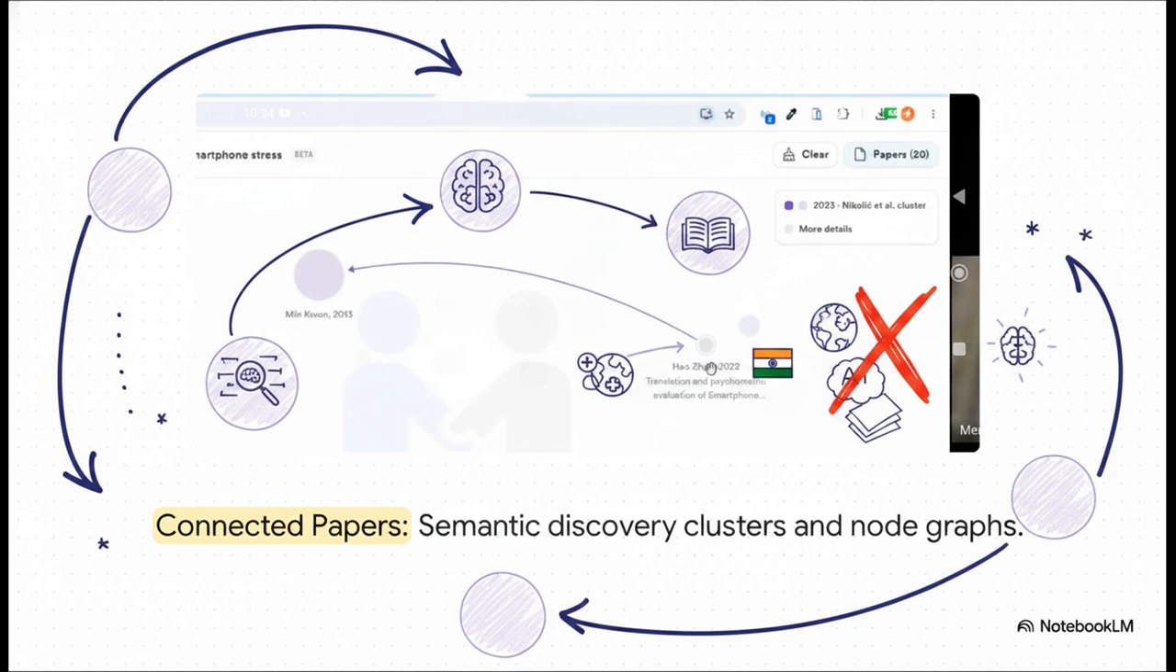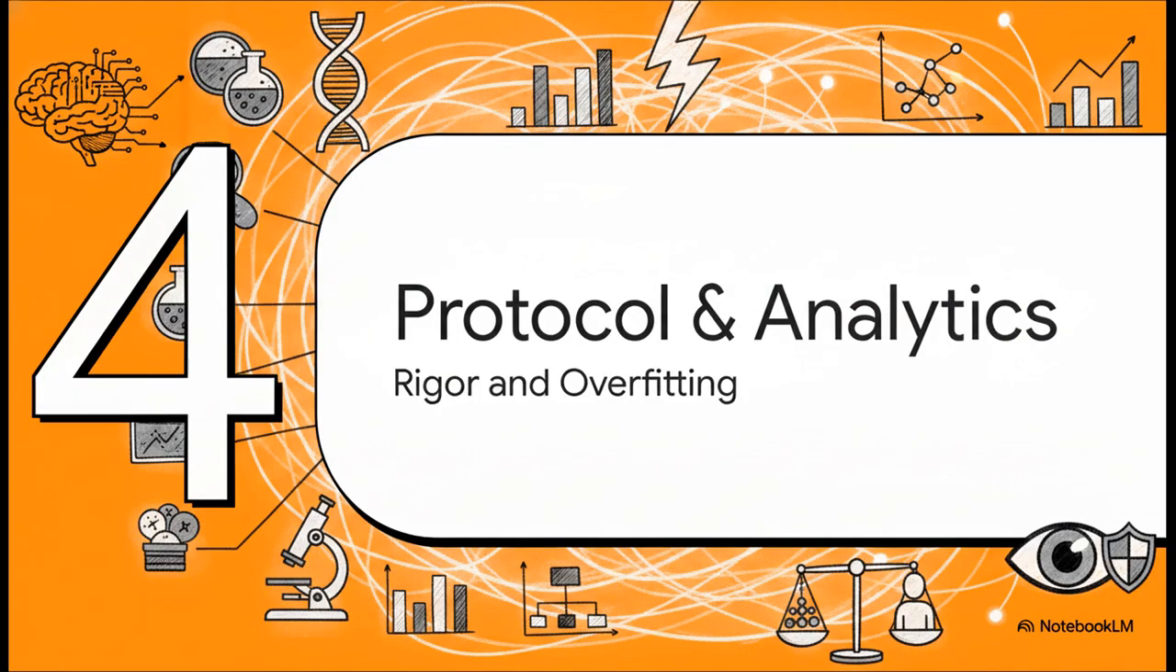But a massive word of caution here. AI often relies heavily on highly cited Western abstracts. You must always manually inject local registries like CTRI or ICMR in India into your reference manager to prevent severe geographical publication bias. Okay, let's jump into Section 4, protocol design and analytics.